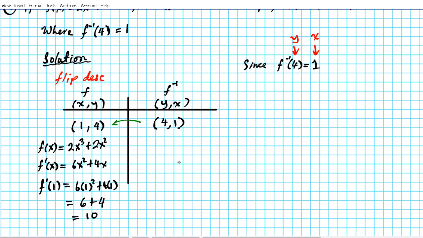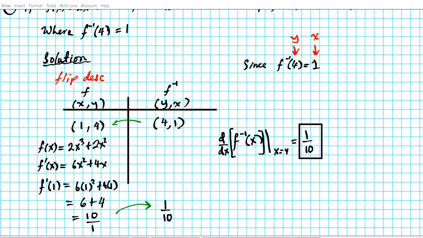We're not done yet. To find the derivative of the inverse, we have to flip this, because we need to go back to the inverse world. The derivative in the inverse world is like dx dy, so that just involves reciprocation. When we reciprocate 10, it becomes 1 over 10, and there goes your answer. The derivative of the inverse function evaluated at x equals 4 is simply 1 over 10. And there goes your final answer.